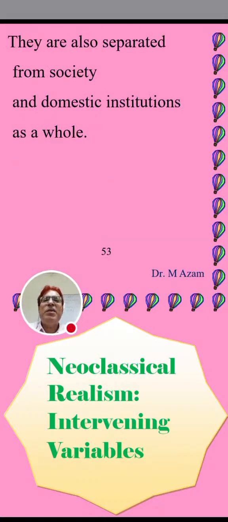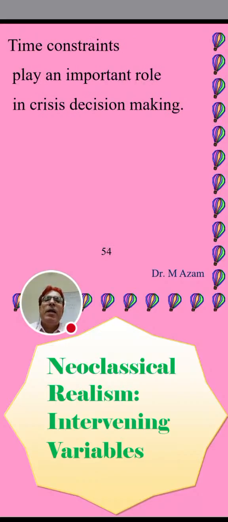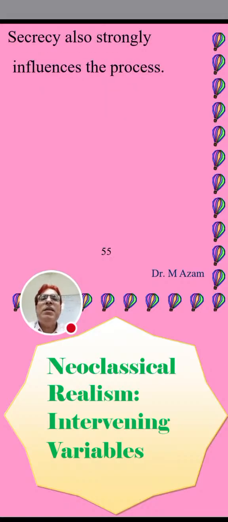They are also separated from society and domestic institutions as a whole. Similarly, they cannot ask the people what they think about it. They have to make a decision quickly. Time constraints play an important role in crisis decision making. Secrecy also strongly influences the process. Sometimes some of the decisions cannot be made public, they have to be secret.